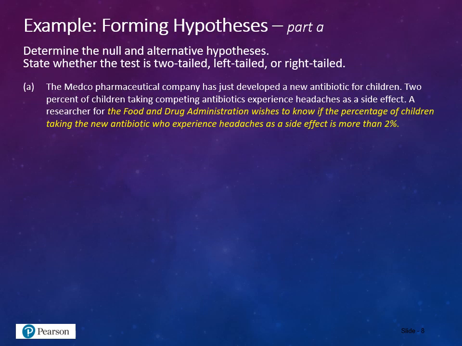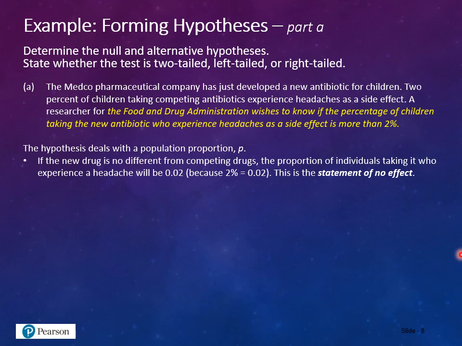So let's look at an example. Determine the null in a hypothesis test and then state whether the test is two-tailed, left-tailed, or right-tailed. Our first example is: the Medco pharmaceutical company has just developed a new antibiotic for children. 2% of children taking competing antibiotics experience headaches as a side effect. A researcher for the Food and Drug Administration wishes to know if the percentage of children taking the new antibiotic who experience headaches as a side effect is more than 2%.